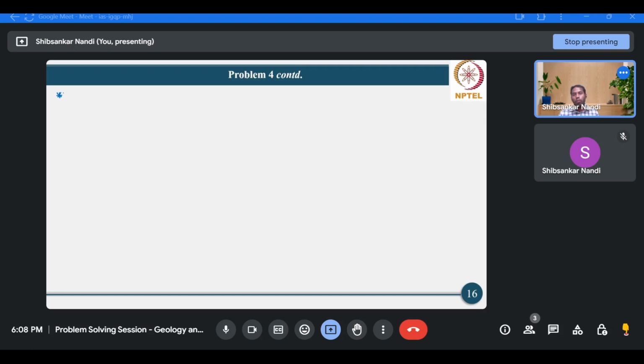A few things that we have to take care of before attempting this problem are that we have to first identify what kind of soil it is. Is it normally consolidated or over consolidated?